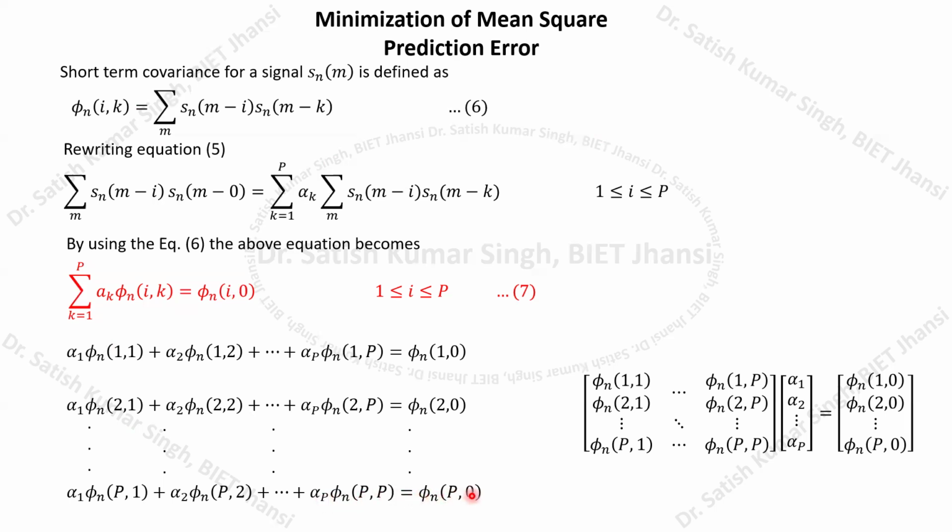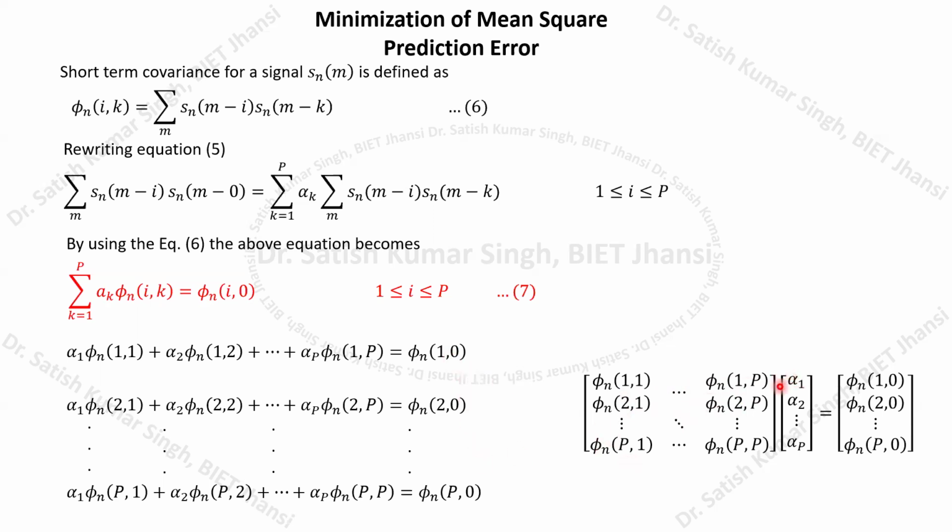And here on the right hand side, you will be getting this phi n (P, 0). So now you can see what we can do is represent these p sets of linear equations in the form of matrices. These matrix coefficients are phi n (1,1), then the next coefficient will be phi n (1,2), and the last term of the first row will be phi n (1,p). Similarly, here you can write all the other rows based on these equations.